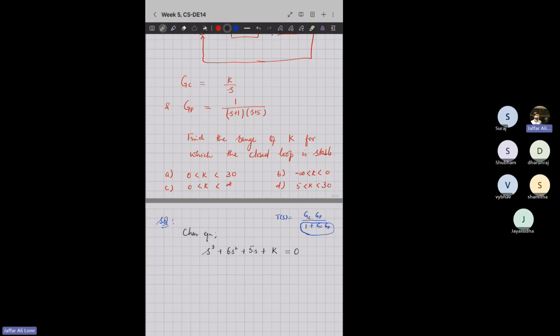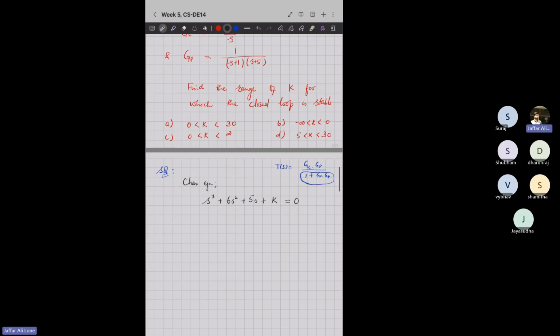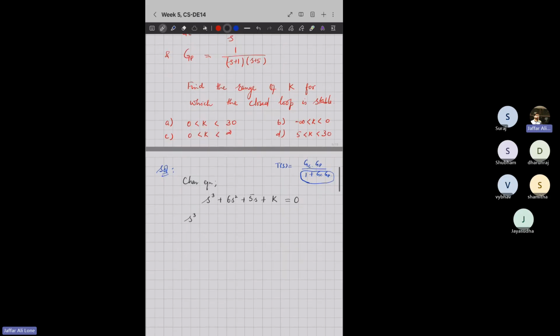Now what is the other way? We have to find the stability range of K. So let's make the Routh array: S cube, S square, S1, S0. It will be 1, 5. This will be 6 and K.